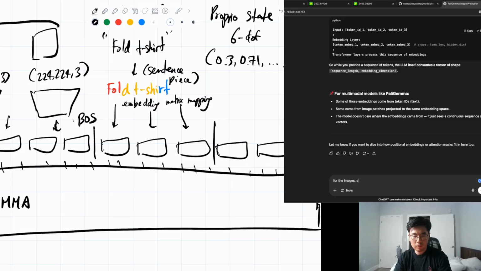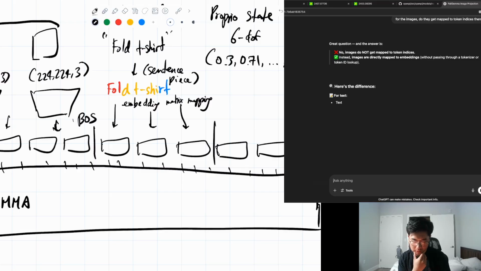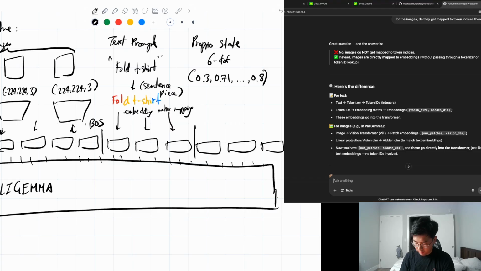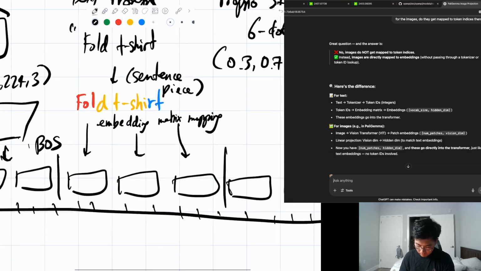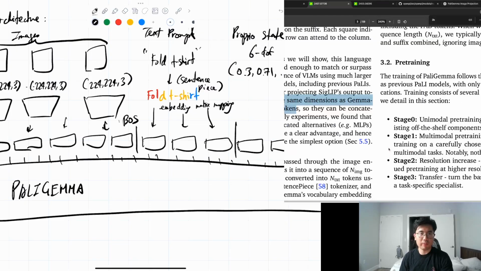For the images to get mapped to token indices, yeah, it doesn't make sense for them to map to token indices. Imagine mapping it to the words like BOS, or some random characters, right? Rather, you just want to make this a linear projection, project it into the same dimension, and then use however many patches you need.